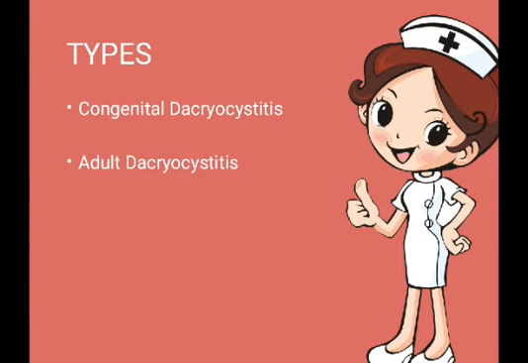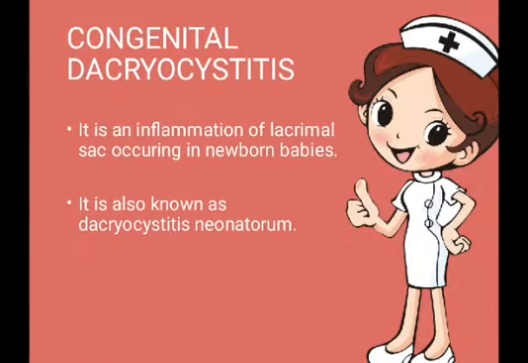Types. We have two types of dacryocystitis. The first one is congenital dacryocystitis and the other one is adult dacryocystitis. First is congenital dacryocystitis. It is an inflammation of the lacrimal sac occurring in newborn babies.